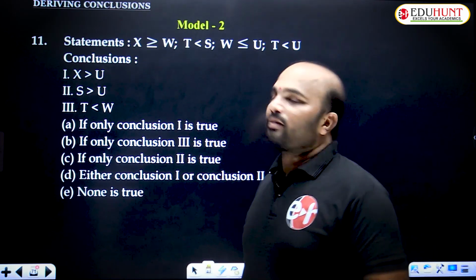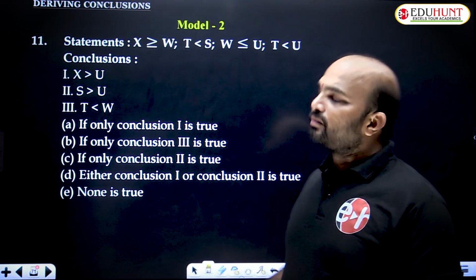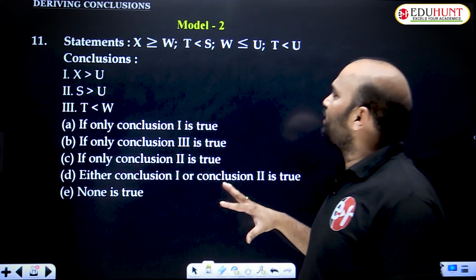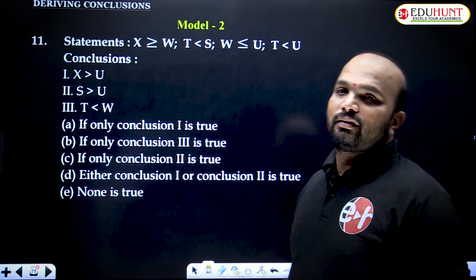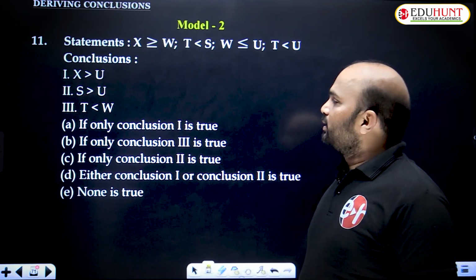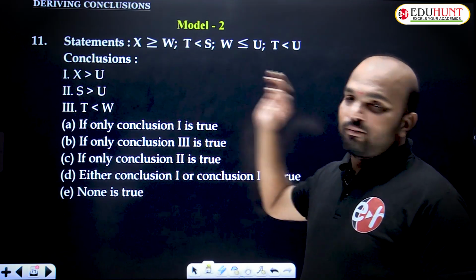In this section today we are going to discuss deriving conclusions from coded inequalities. This is a continuation class. In my previous class I already explained questions 1 to 10. Have a look at model 2. So what is the difference between model 1 and model 2?